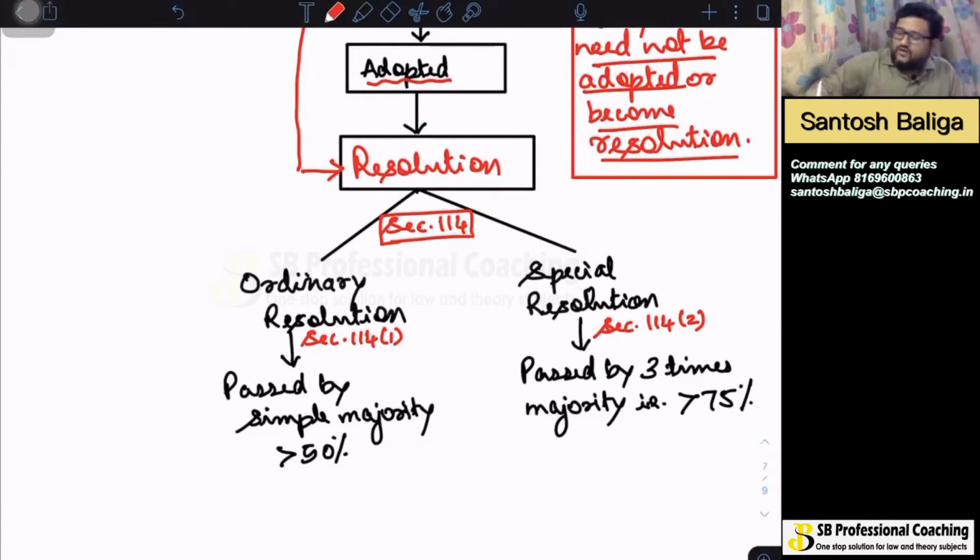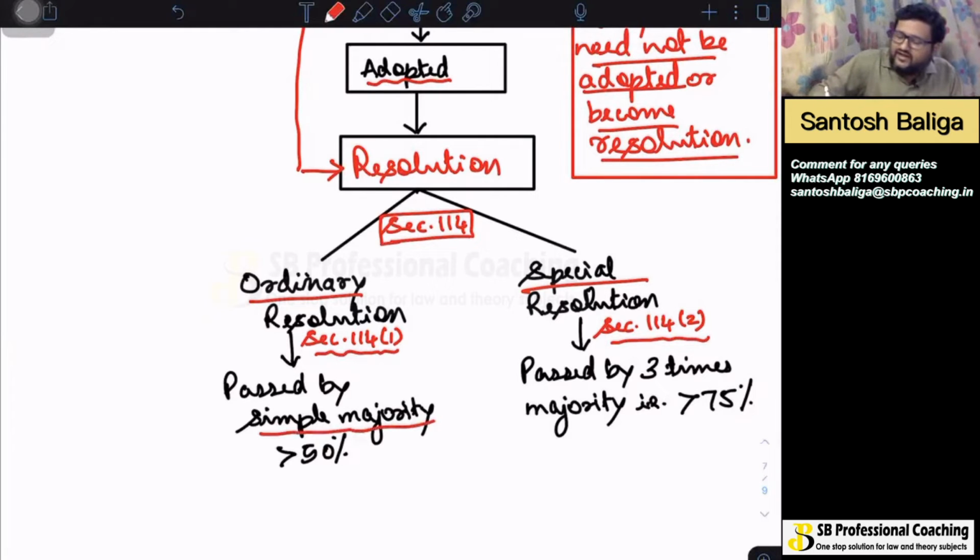Okay. Now, as I said, there are two types of resolution. One is ordinary resolution, the other is special resolution. Ordinary resolution is covered under section 114, subsection 1, and special resolution is covered under section 114, subsection 2. Now, ordinary resolution is a simple resolution with simple majority.